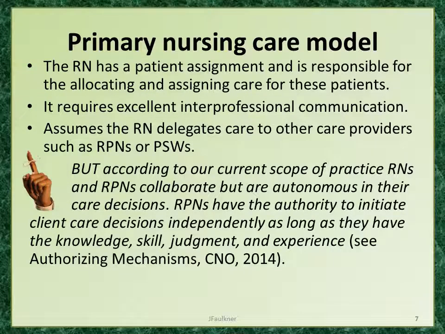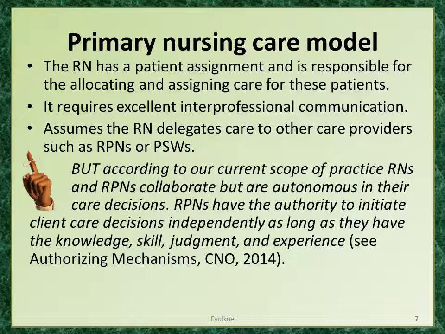From this model of care, the primary nursing care model evolved, and it is still present in our healthcare system today. In this model, the RN retains a patient assignment and is responsible for the allocation and assignment of care of these patients. We see this in some hospitals where there is a limited number of RNs who take on the role of charge nurse. An advantage of this system is improved coordination and continuity of care. However, a disadvantage is that it may require excellent interprofessional communication skills, and it assumes that the RN delegates care to other care providers such as RPNs or PSWs.